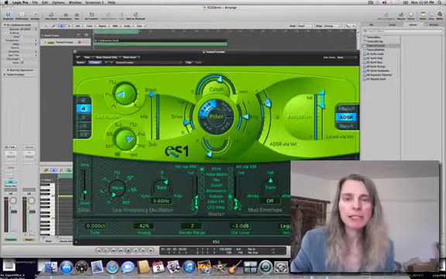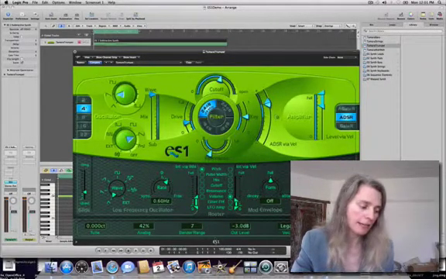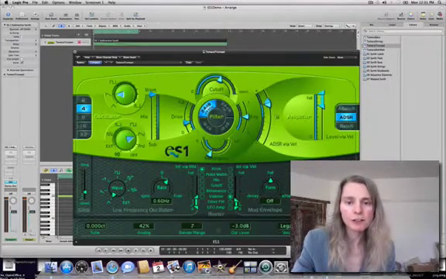Logic Pro. Subtractive synthesis is when you take a harmonically rich waveform and remove some of the higher harmonics of it in order to change the timbre of a sound. And Logic Pro ES1 has a low pass filter that cuts off some of the higher frequencies.